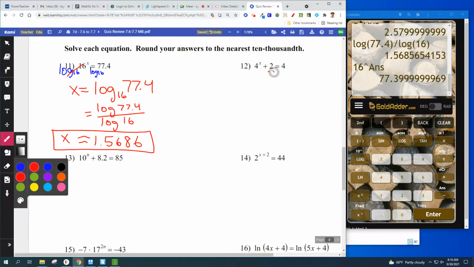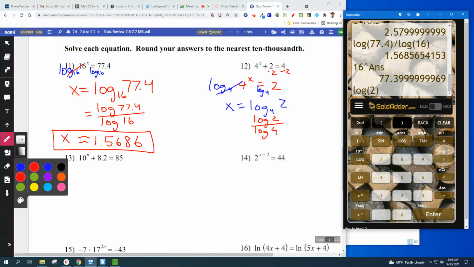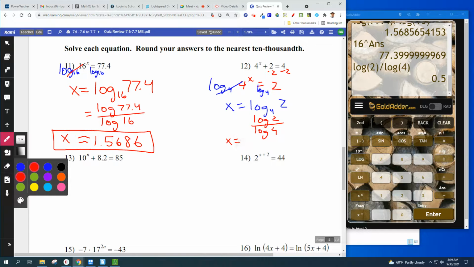I'm going to subtract this 2 over and get 4 to the x equals 2. I need to cancel out a base 4 with a log base 4. That gives me x equals log base 4 of 2. To do a log base 4, you've got to use that change of base formula. Log 2 over log 4. It's 0.5. X equals 0.5.